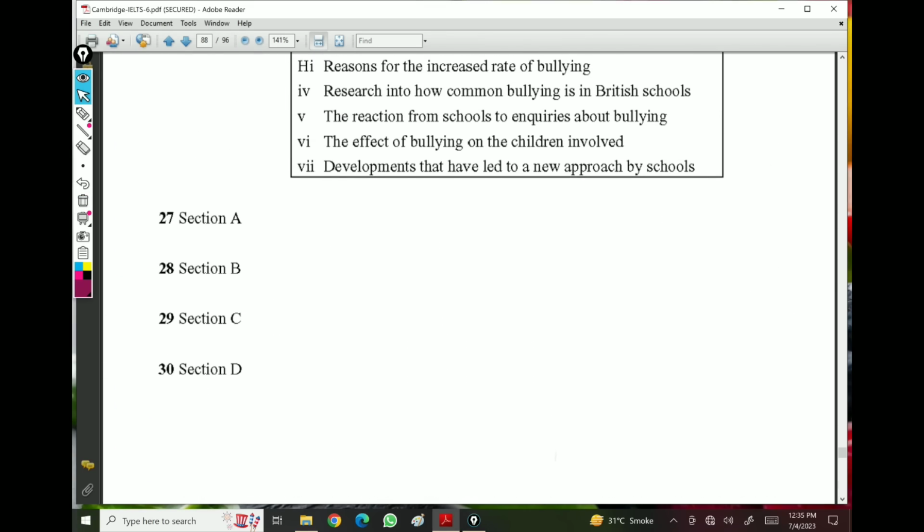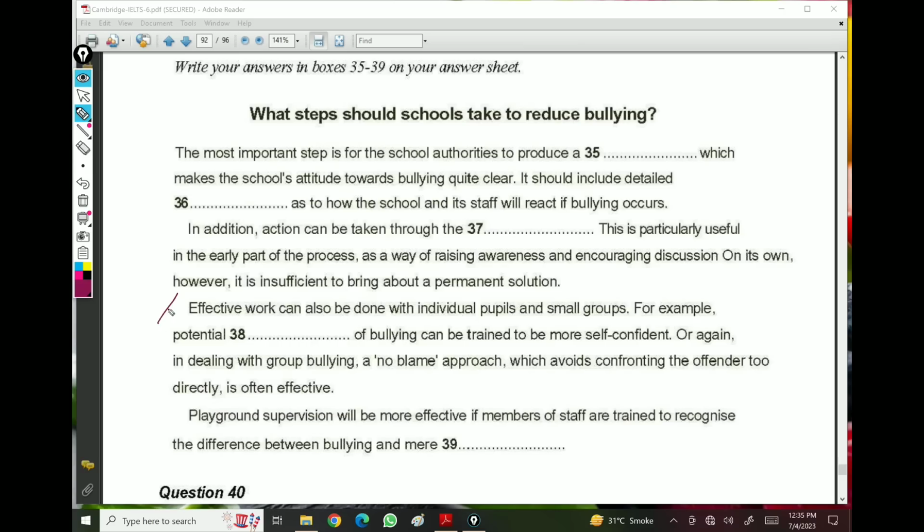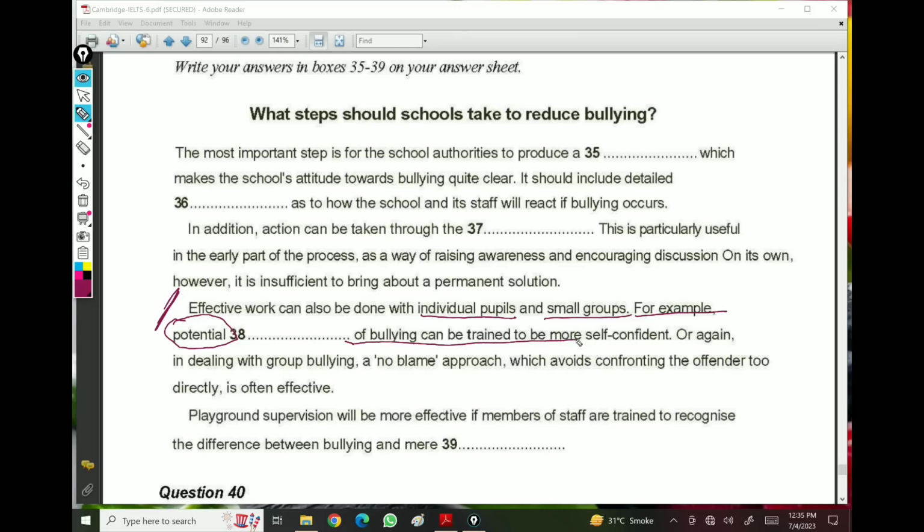All right, now we go back once again. Question number 38. Now there is a new paragraph. Effective work can also be done with individual pupils and small groups. For example, potential. Now let me tell you honestly, the answer will come after the synonym of potential. Potential dash of bullying can be trained to be more self-confident.